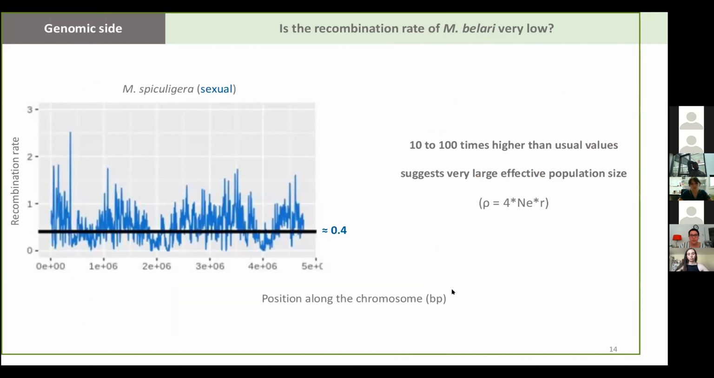So what we obtain for the sexual species, where we expect to have recombination: here on the y-axis you have the recombination rate, and on the x-axis the position along the chromosome. For this species, you can see that first there is no hotspot of recombination, and the mean value is around 0.4, which is really high because for most species, the value is 10 to 100 times lower than this. And this suggests a very large effective population size.